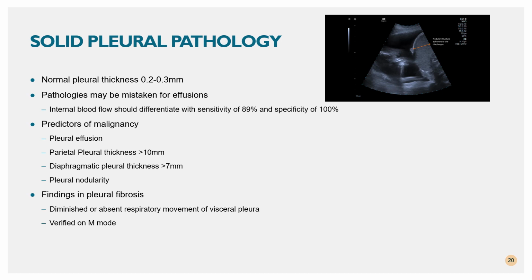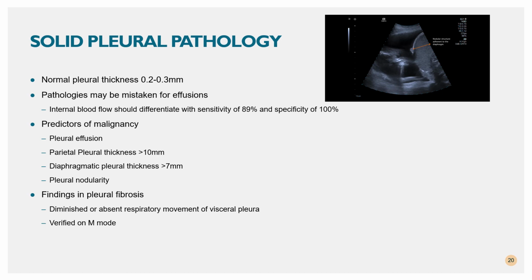Now, there are some findings, although they're somewhat vague, that would be predictors of a malignancy versus a benign finding. So if you find this mass and then you have an associated pleural effusion, that's going to indicate a malignancy. If the parietal pleural thickness becomes greater than 10 millimeters, also indicative of a malignancy. And if you have the diaphragmatic pleural thickness of greater than 7 centimeters, that's indicative of a malignancy as well, as well as pleural nodularity.